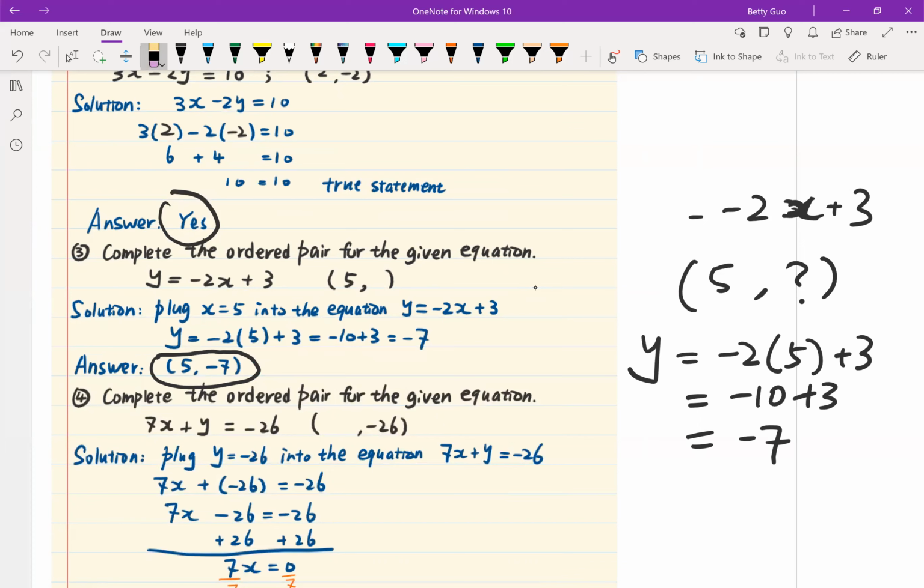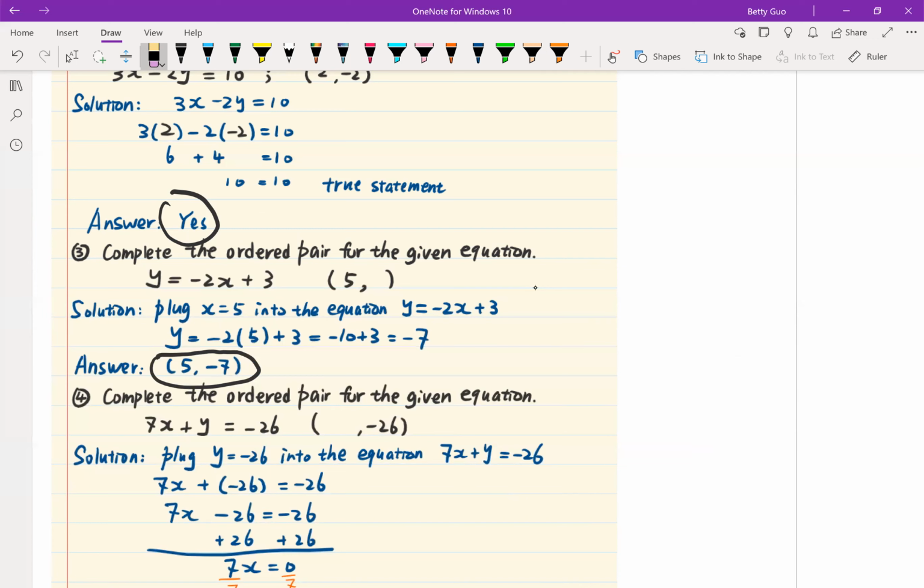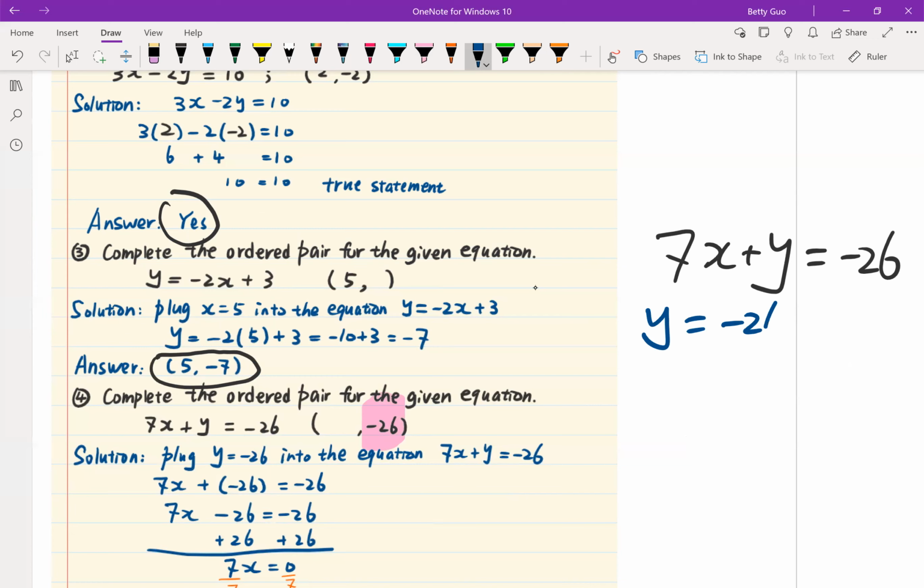Number 4, complete the ordered pair for the given equation. Similar to the previous problem. The equation is 7x plus y equals negative 26. We know the value of y is given this time. So we're going to plug in y equals negative 26 to see what's the corresponding x. 7 times x plus y, where y is negative 26, equals negative 26. We can see both the left-hand side and right-hand side have negative 26.